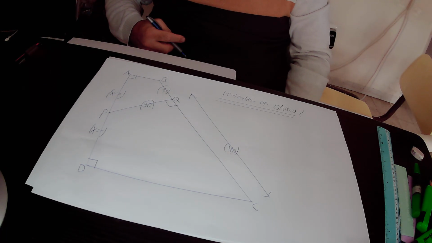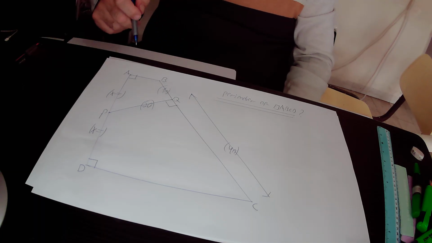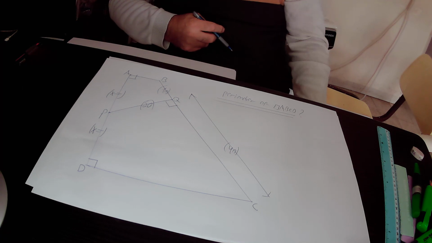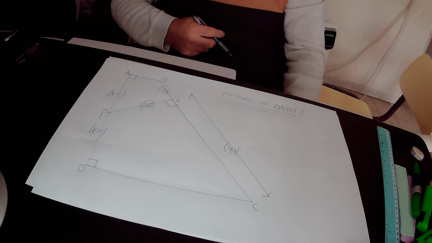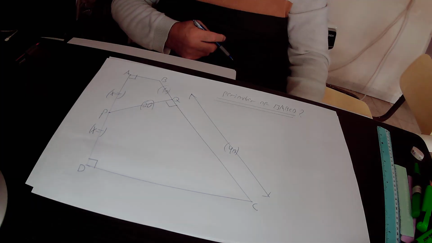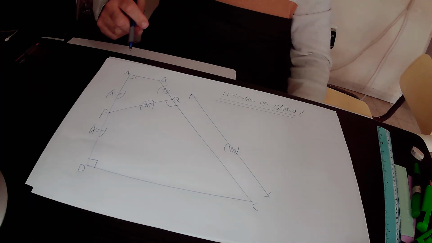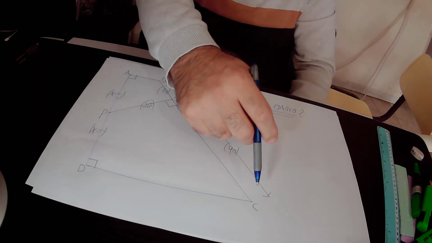Again, our task is to find out the perimeter of this quadrilateral ABCD. The perimeter of any quadrilateral is equal to the sum of its four side lengths. That is to say, in this case, it is equal to AB plus AD plus DC plus CB.